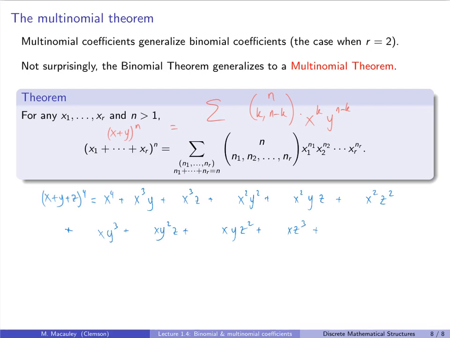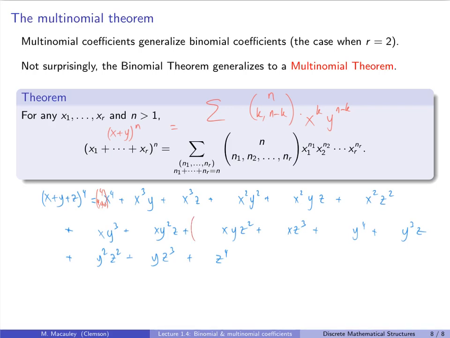We're going to get some that are of the form y to the fourth, some that are of the form y cubed z, some that are of the form y squared z squared, some of the form y times z cubed, and finally we're going to get one of the form z to the fourth. And what this is saying is that the coefficient of each of these, so the coefficient of x to the fourth, is just going to be 4 choose 4 comma 0 comma 0. So 4 comma 0 comma 0, that's just going to be equal to 1.